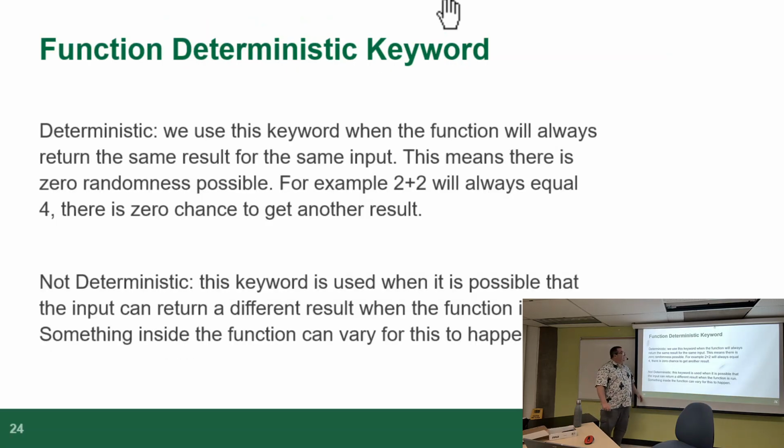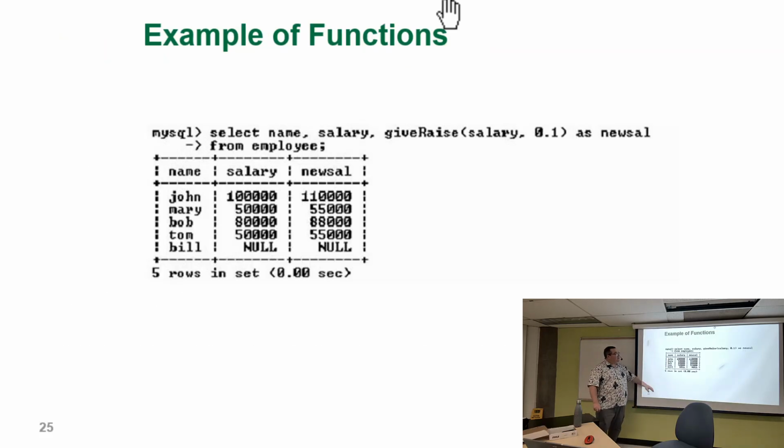Okay, so here's a slide about deterministic. I just finished explaining it. So if we go select name, salary, give raise, salary, comma 0.1, it gives us the results. So essentially it's running the function on the results of that query, and it's going to show you what the new salary would be. It doesn't change it, it just shows you what it would be.